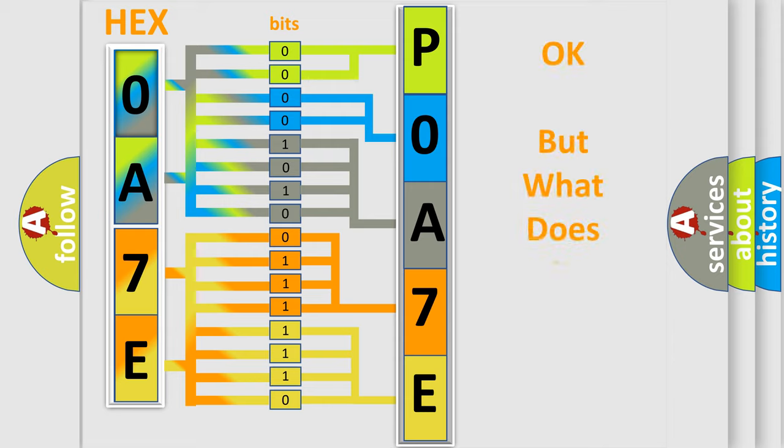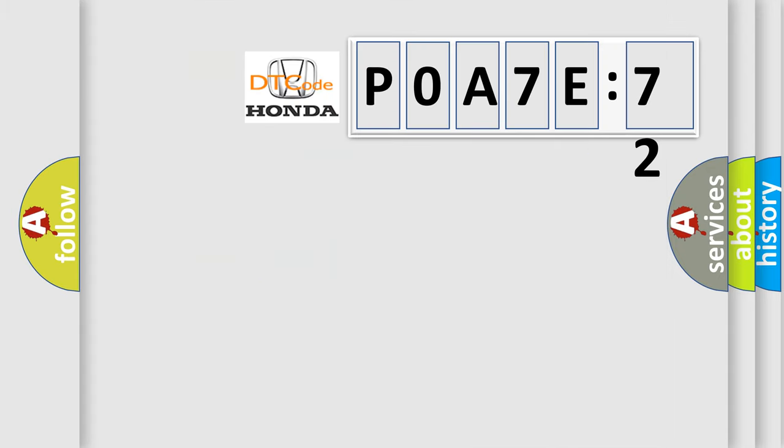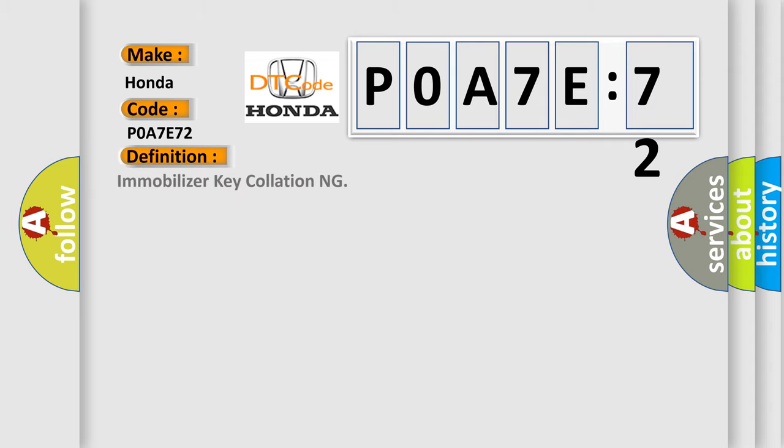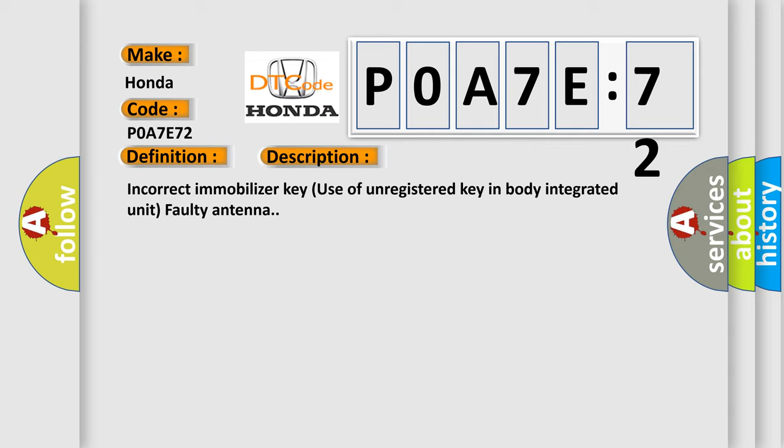The number itself does not make sense to us if we cannot assign information about what it actually expresses. So, what does the diagnostic trouble code P0A7E-72 interpret specifically for Honda car manufacturers? The basic definition is immobilizer key collation. And now this is a short description of this DTC code: incorrect immobilizer key, use of unregistered key in body integrated unit, faulty antenna.